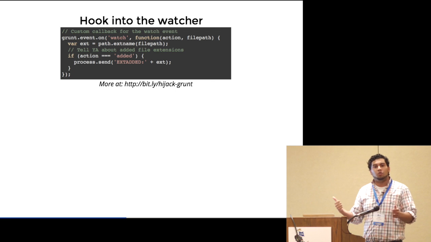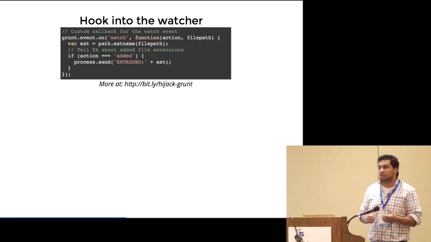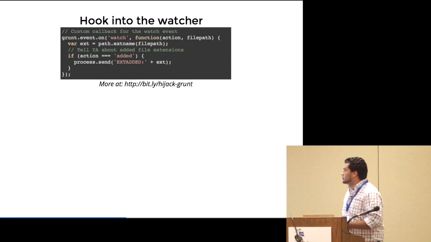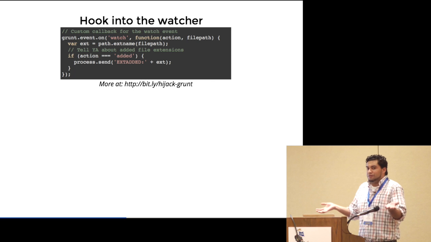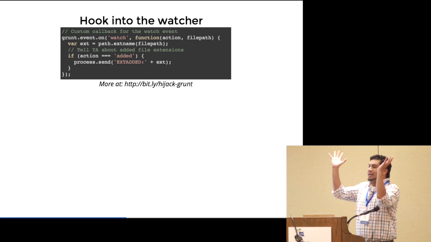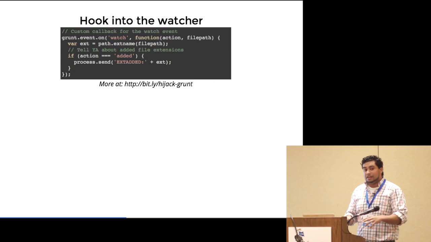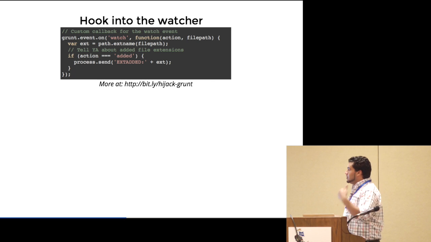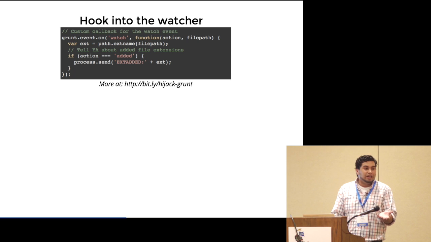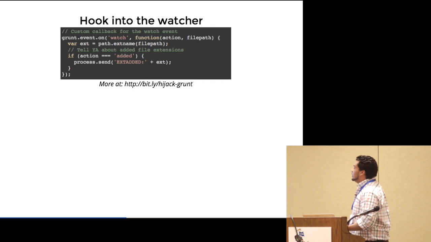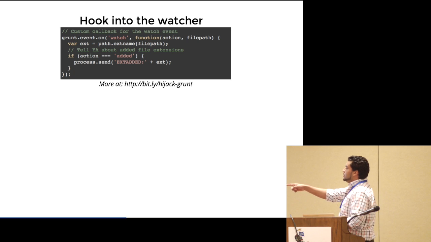This is some code to show you what hooking into the watcher looks like. It's a custom callback on the watch event for Grunt. All we're doing here is saying if a file was added, just broadcast out to Ya that this particular extension was added. And Ya then takes care of npm installing the appropriate library, generating the compile target, and it knows what to do because it's boilerplate. Okay? And that's kind of the point. It's complete boilerplate here.